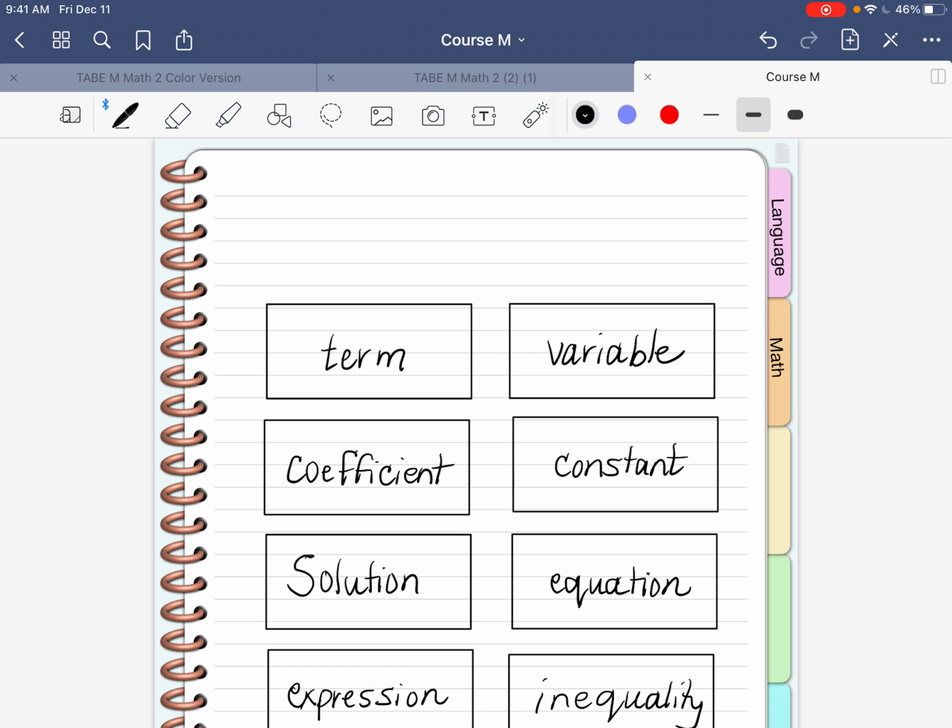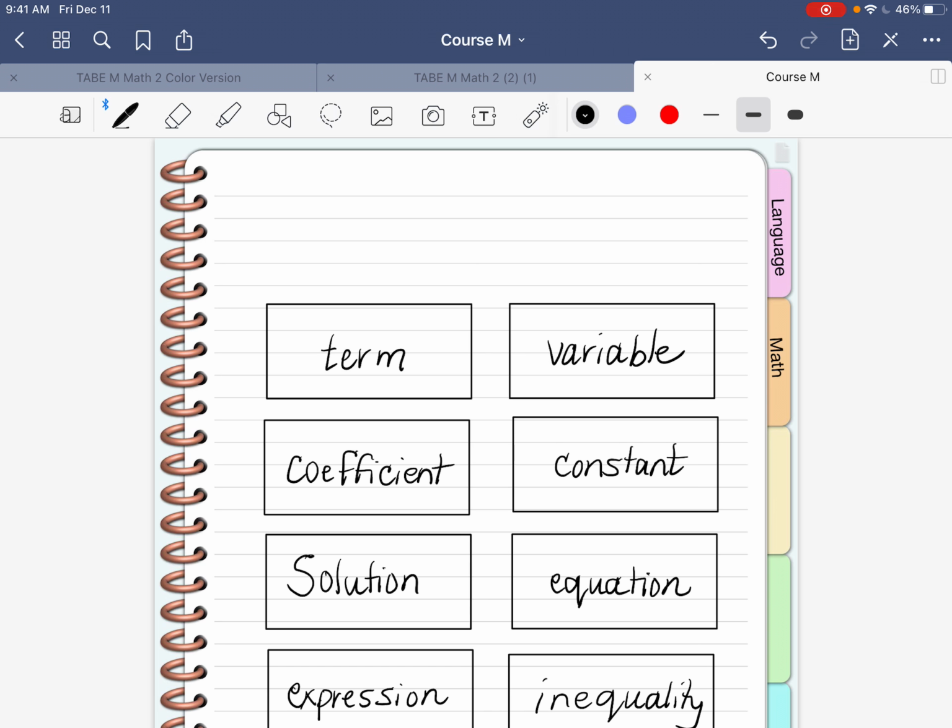We are beginning the second workbook, so the first couple of units in this book will be focusing on algebra, and this lesson is very much a vocabulary lesson. We're going to learn the language of algebra.